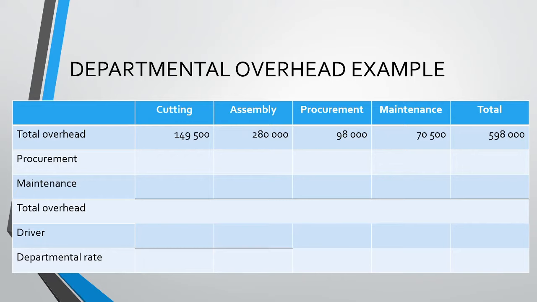Our next step then is to allocate our service departments, which were procurement and maintenance, to our production departments of cutting and assembly. For the specified order of closing method, we need to allocate the overheads out in a specific order. Remember that the required told us that we must allocate the procurement department first. So in my table on screen, I have put down procurement first and maintenance second to represent this order.